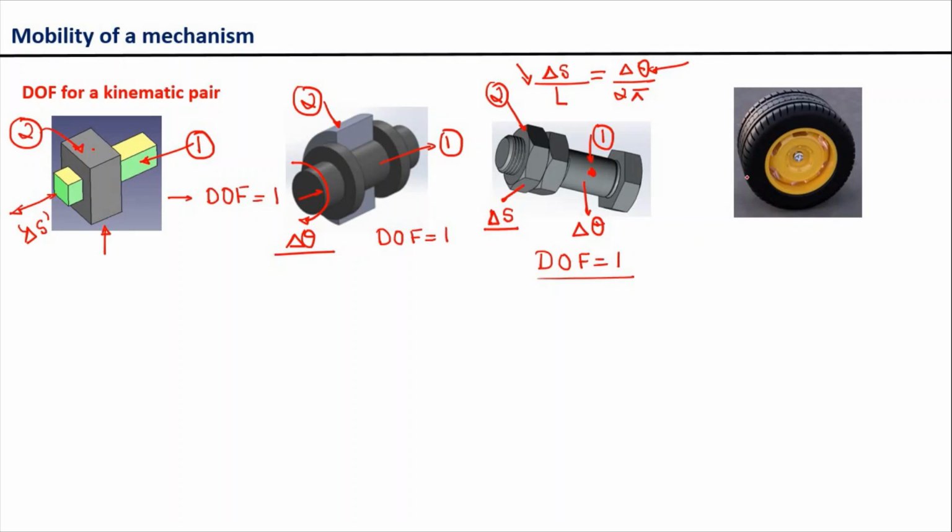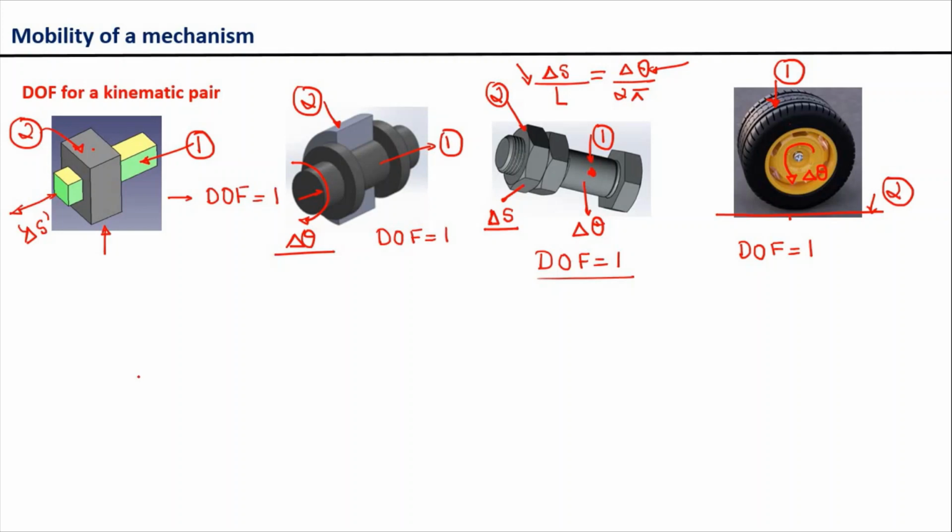Now let us take this example of a rolling pair. In a rolling pair, you can see here, this is a wheel which can be considered as link 1. Now let us assume that this wheel is rolling on a flat surface. This flat surface can be considered as link 2. To define the relative motion between link 1 and 2, only one coordinate is sufficient, which is the delta theta coordinate. So the degree of freedom for a rolling pair can be taken as 1.